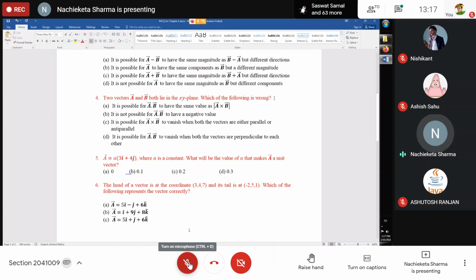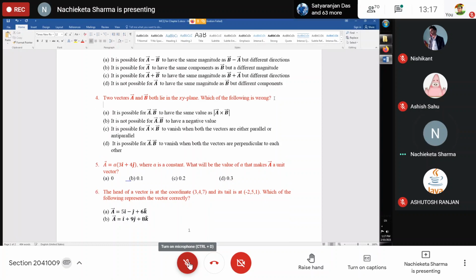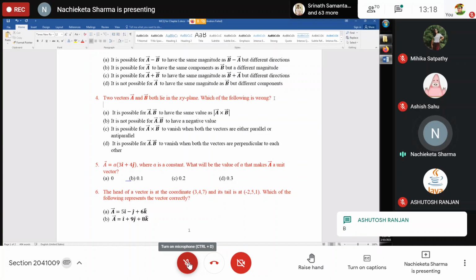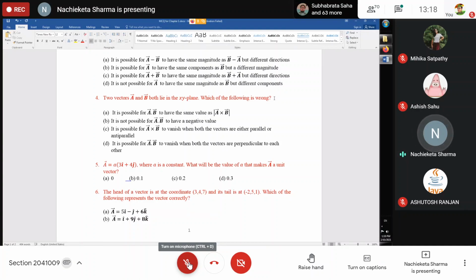Okay, and question number 4. What is the answer? Which bit? Bit D. So let us see. It is possible for A dot B to have the same value as A cross B. Yes, right. Because A dot B is AB cos theta, and A cross B's magnitude is AB sin theta. So AB cos theta can be equal to AB sin theta when the angle is 45 degrees, because AB sin 45 and AB cos 45 are the same. So that is possible.